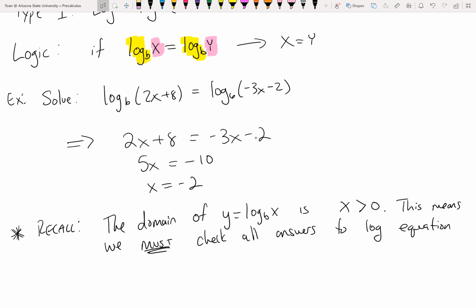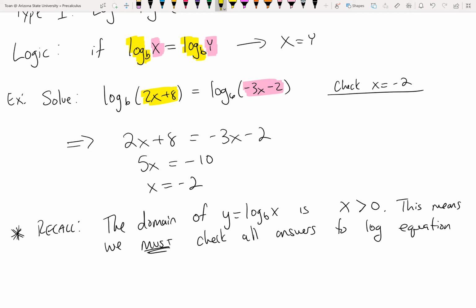So let's go ahead and check our answer here. I'm going to check x equals negative 2. And all you need to do is check it within the arguments. That's it. If you trust your math, I don't need to see all the simplifying and plugging in to make sure the left equals right. You just want to see whether or not the argument is positive.